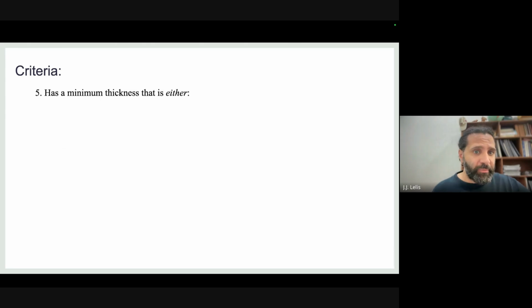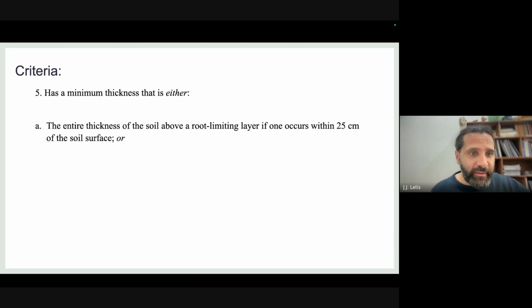I need to find a minimum thickness, that is the entire thickness of the soil above our root limiting layer if one occurs in the first 25 centimeters below the soil surface.